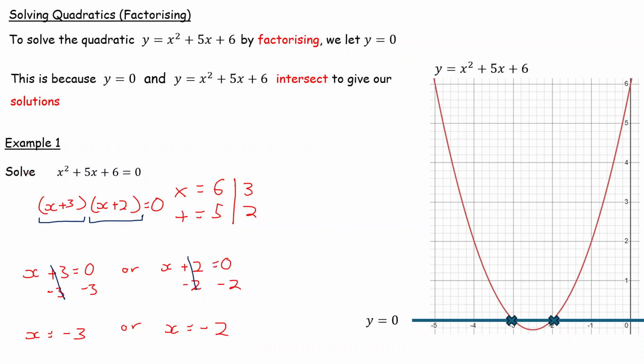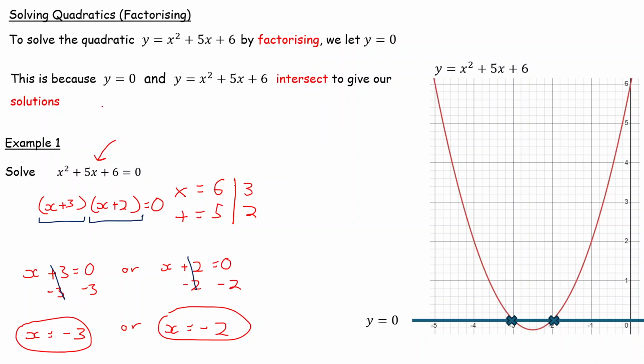Okay, so I've solved it, first of all by factorising it, and then solving my equations. So I've got either x is equal to minus 3, or x is equal to minus 2. These are my two solutions. What this is really saying is if I put any of these values into my quadratic up here, let's use x equals minus 3, it will equal 0.